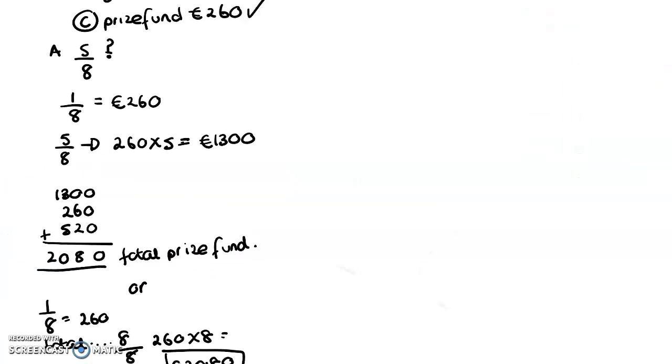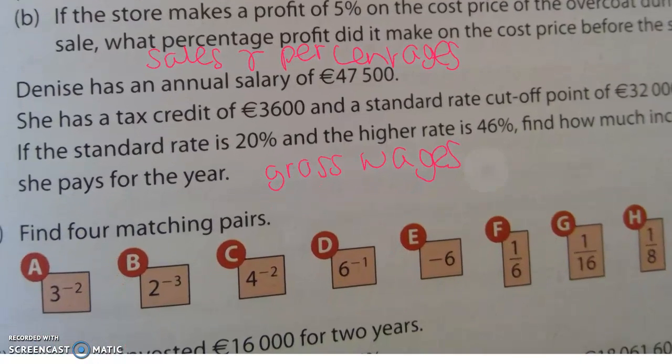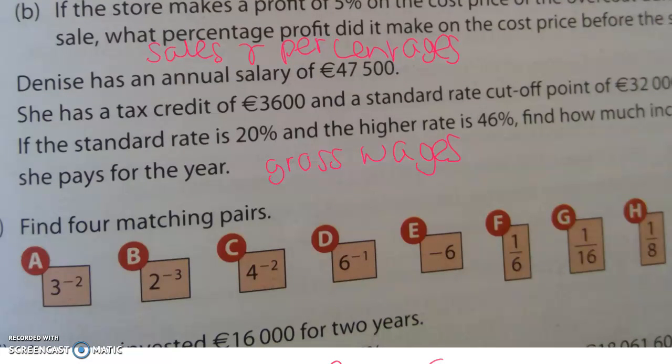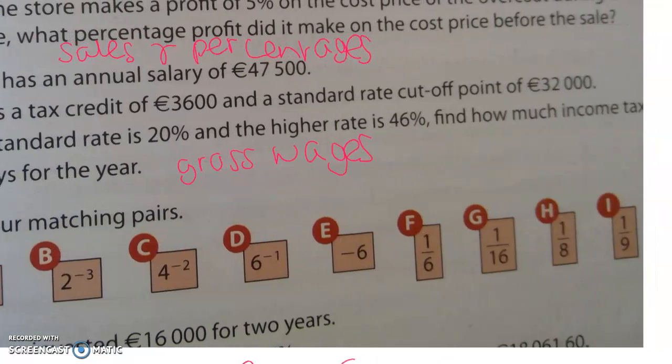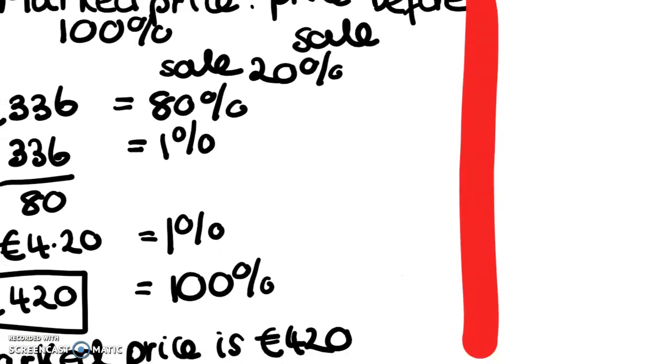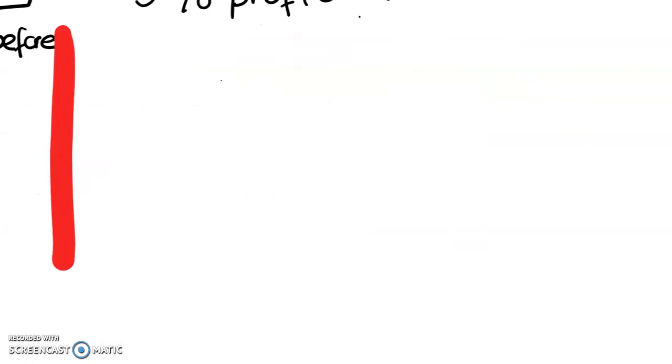Okay, so lads, on part B, they're asking us if the store makes a profit of 5% on the cost price of the overcoat during the sale, what percentage profit did it make on the cost price before the sale? Okay, so they're saying to us that there's 5% profit on the cost price. That's what's made during the sale.